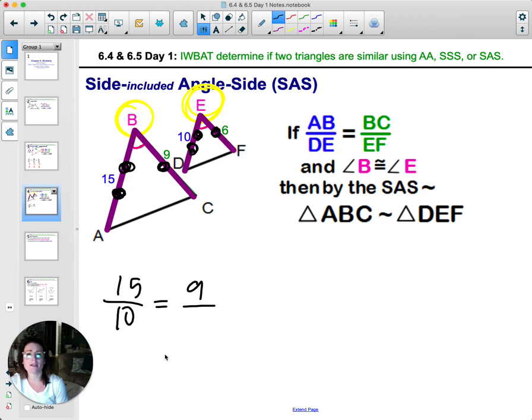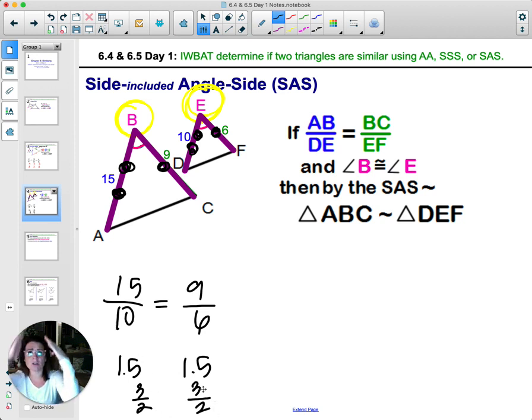The small one is 6. That needs to go with the 9. Then again, you can divide those in your calculator and get down to 1.5, or you can simplify the fraction. So in this one, dividing both by 5 and getting 3 halves, and this one dividing both by 3 and also getting 3 halves. So then you can see that the two sides that make up that angle are proportional. So then you can say that that one's side angle side, and you can write out the triangle similarity statement.